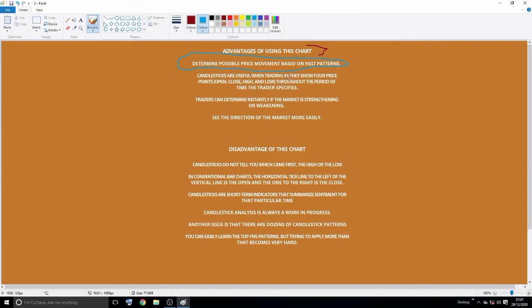Candlesticks are useful when trading, as they show 4 price points: they show open, they show close, they show high, and they show low throughout the period of the time frame a trader specifies. So if you are looking at the 1 hour, you know when the candlestick opens, when it went high, when it went low, and when it closed. So it gives more details.